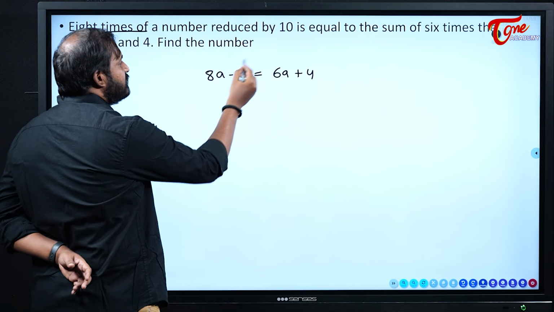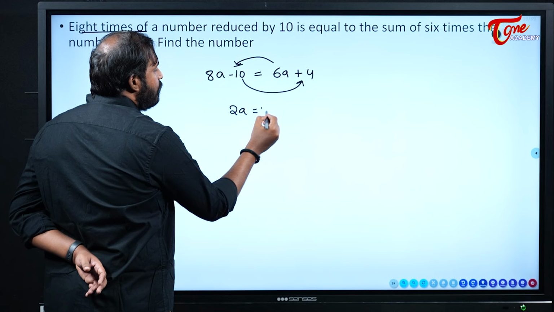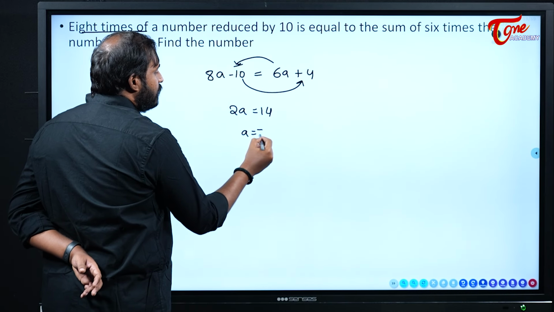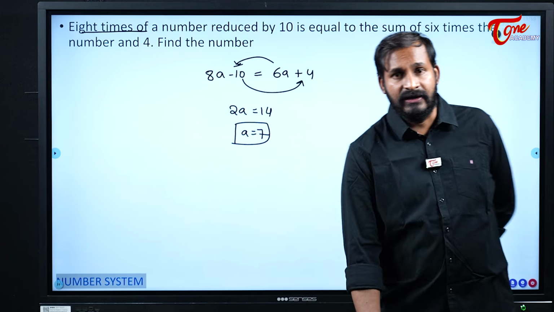So, what you will get if I send this one to this side and 10 to that side: 2a is equal to 14, a is equal to 7. So, the required number is 7 here.